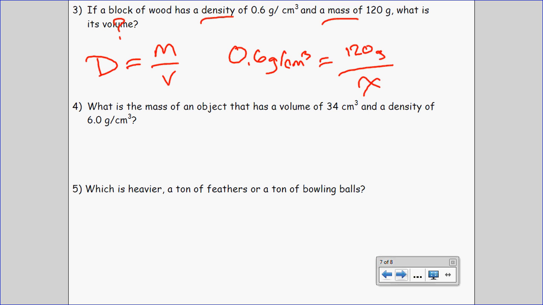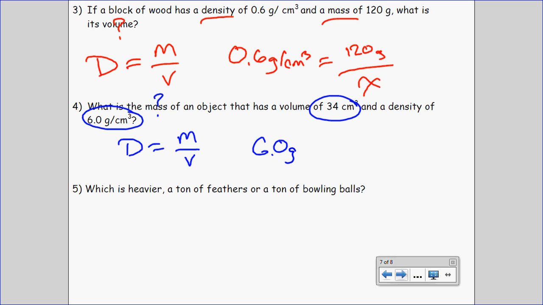Number 4 is similar in that we are asking what is the mass of the object. So what is the mass of an object if we know the volume and the density? Again, always start with D equals M over V. You might want to try and be lazy, but there is only one good way to do this, and it's the right way. Slow and steady wins the race. So we know our density is 6.0 grams per centimeter cubed, and our mass is unknown, so we'll put an X in there, and the volume is 34 centimeters cubed. Again, use your algebra, solve for X, and you've got your answer.